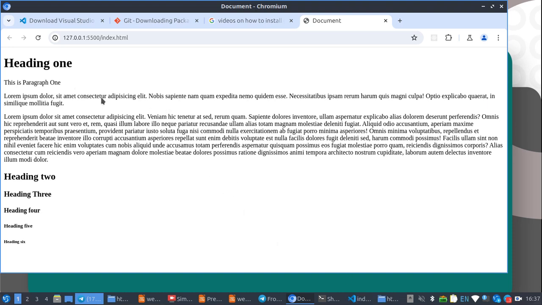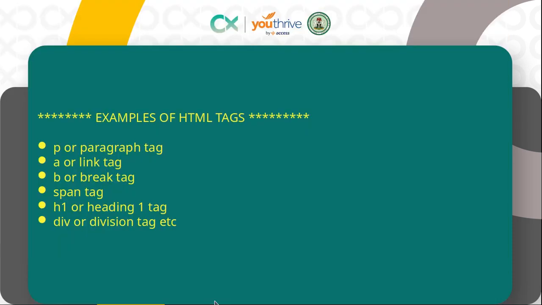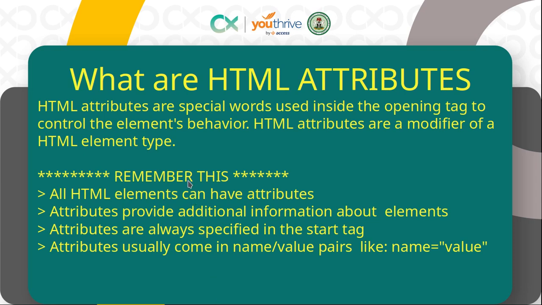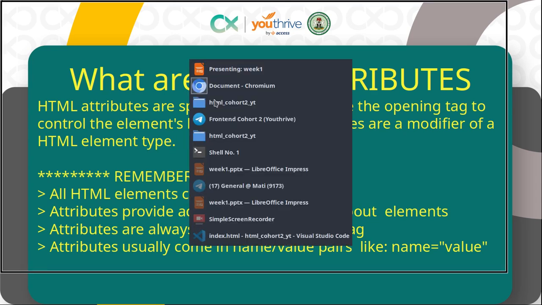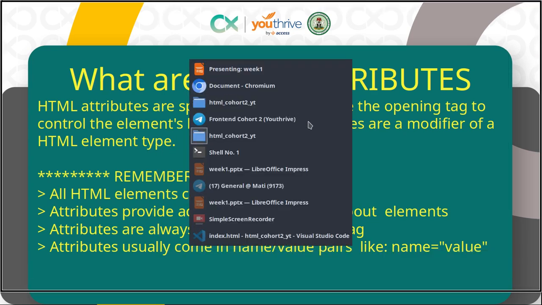Okay, so that is for the heading and the paragraph tag. So the next one that I want to learn about is the anchor tag. Yes, so we need to learn about that. Oh, I've moved on. Okay, it will come up. So let's move on to our VS Code.